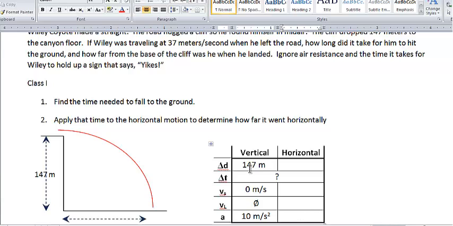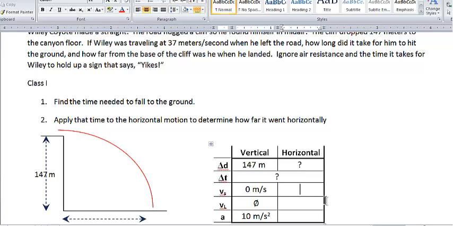Now we know 3 things there: displacement, starting velocity, and acceleration. So we should be able to solve that. We'll do that in a moment. Let's figure out what we know horizontally. We don't know his displacement. That's what we're wanting to know. That's this horizontal blue dotted line over here. We're about to know his time.